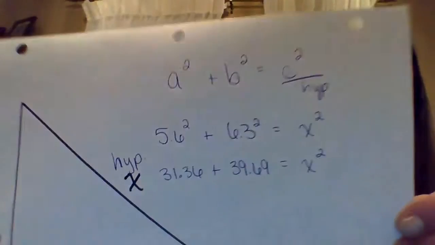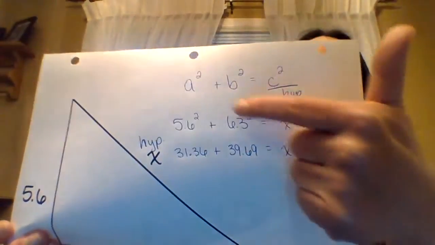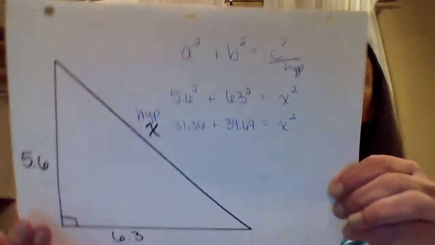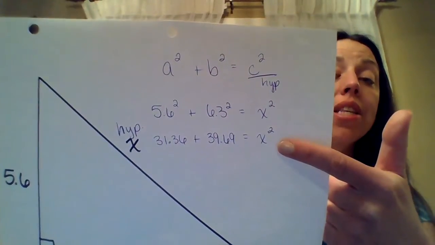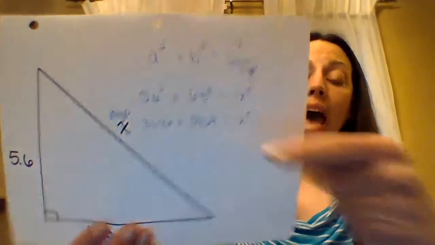All right? So right now, I did order of operations and I squared those numbers first. X is on this side, so I'm going to leave that alone. I'm going to add these two numbers together. So I'm just going to type in my calculator 31.36 plus 39.69. And I get 71.05.